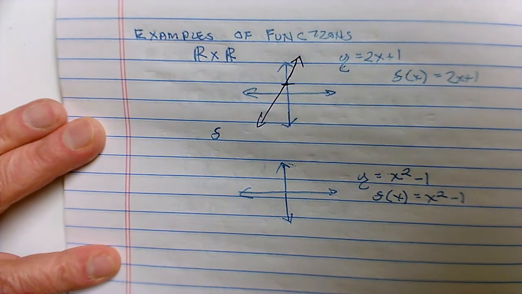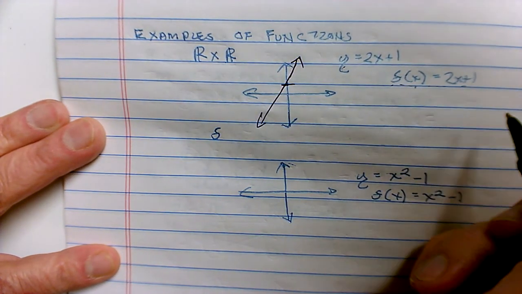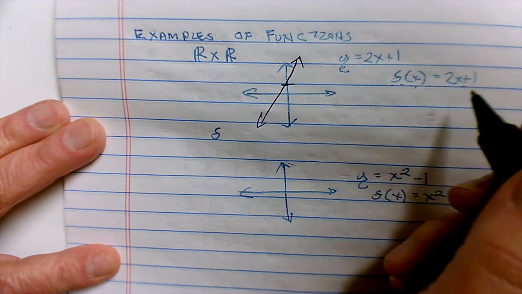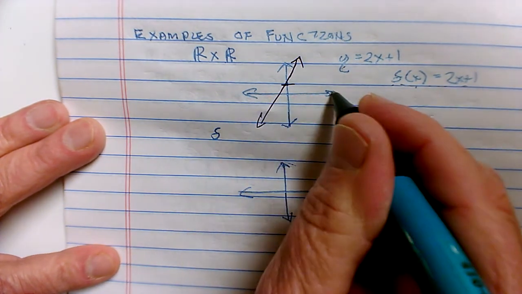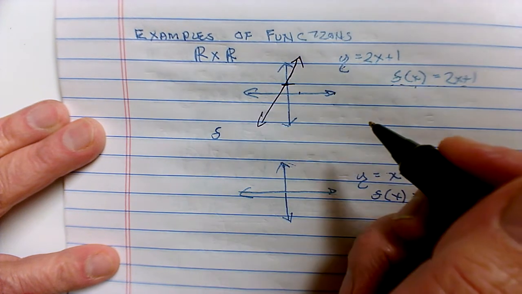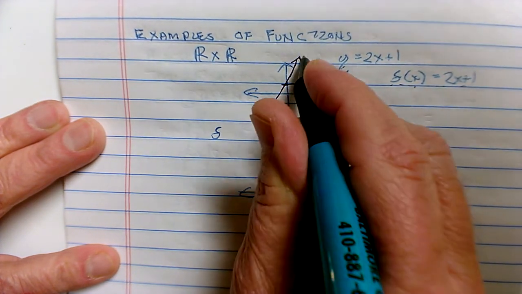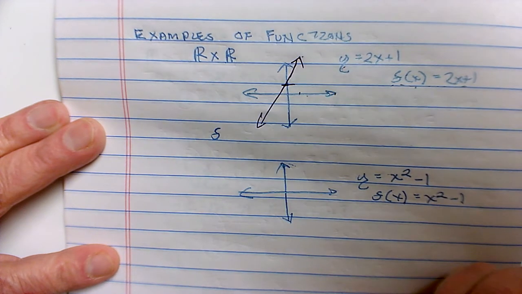And when we talk about this in terms of a function, we can say f of x is equal to 2x plus 1. This is a function because every x value maps to one and only one y value. Every element of the domain corresponds with exactly one element of the codomain.